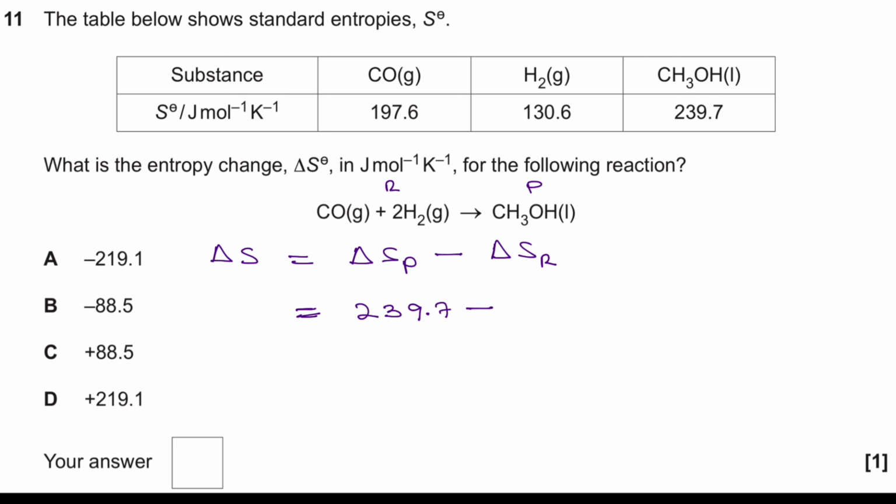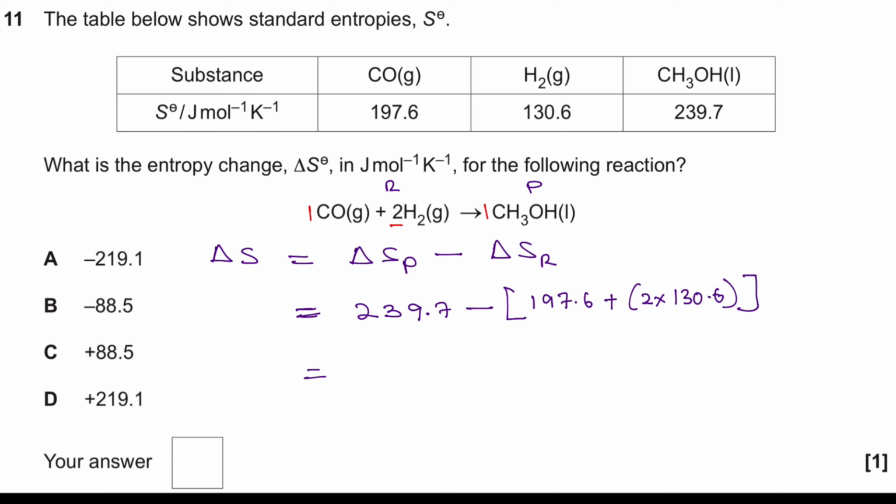Delta S of the product is 239.7 minus, open bracket, the delta S of reactant, which is for CO, it's 197.6, and for H2, well, there's 2 molar value here for H2. So if we look at the H2 there, we can see there is 2 molar stoichiometric mole, and that's 1, and that's 1. After times that by 2 times the value for hydrogen, which is 130.6. Hydrogen gas is 130.6, and close bracket.